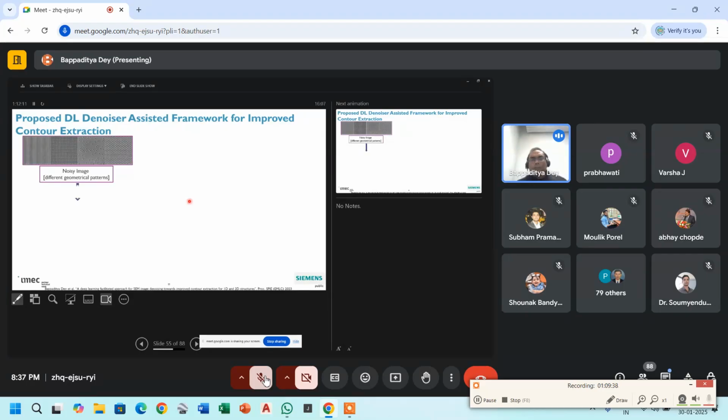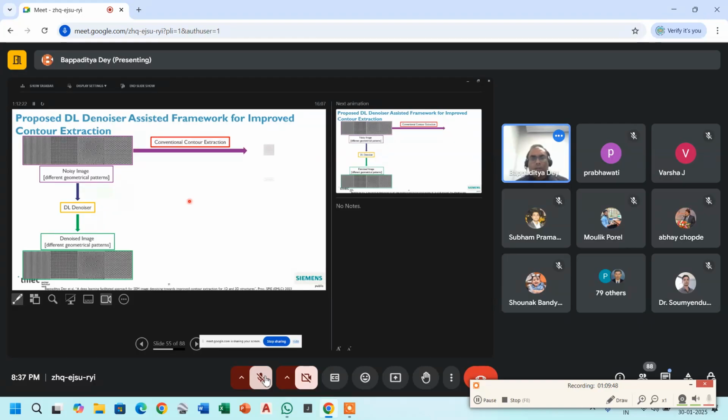This is the work we have done with Siemens on the contour extraction that I have shown to you. So the strategy is very simple: you take our denoiser, you pass your noisy image, you have your denoised image, and now, we did an experiment, as you can see here. If you take the noisy image and use any conventional contour extraction like Canny, right? One of the very famous methods is Canny contour extraction.